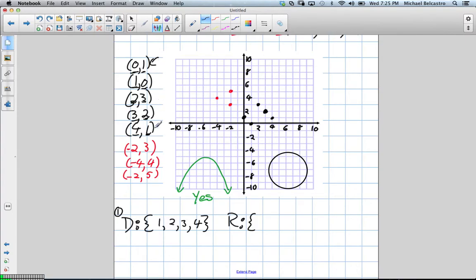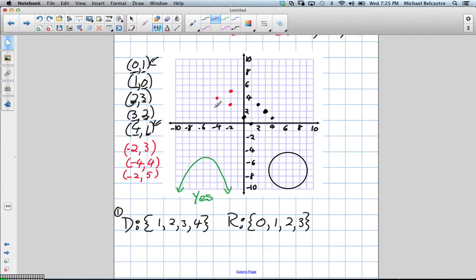Now notice there are 2 1s, right? We don't repeat that one. We just write it once, just like in a mapping diagram. So our range is just going to be 0, 1, 2, and you have to write that in order too, 3. We need to write them in order. So here's our domain and range for the very first 4 dots.